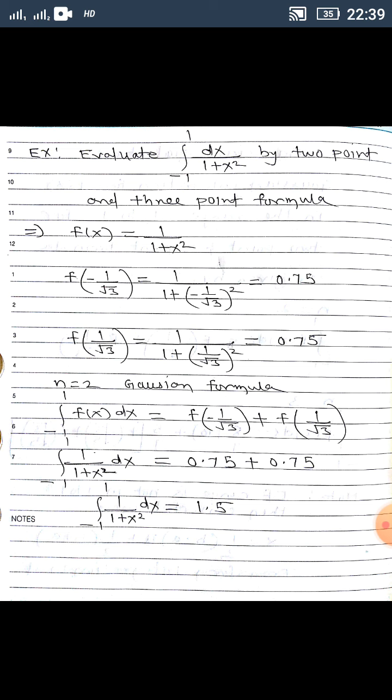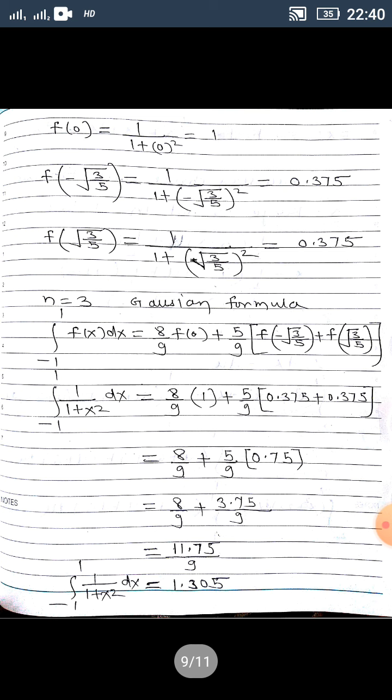For n is equal to 2, Gaussian formula, integral from -1 to 1 of f of x dx, f of -1 by root 3 plus f of 1 by root 3. The values calculated, that is 0.75 and 0.75, we have substituted. So the integral from -1 to 1 of 1 upon 1 plus x square dx comes as 1.5 for the 2 point formula. For the 3 point formula, f of 0, substitute x is equal to 0, 1 upon 1 plus 0 square is 1.